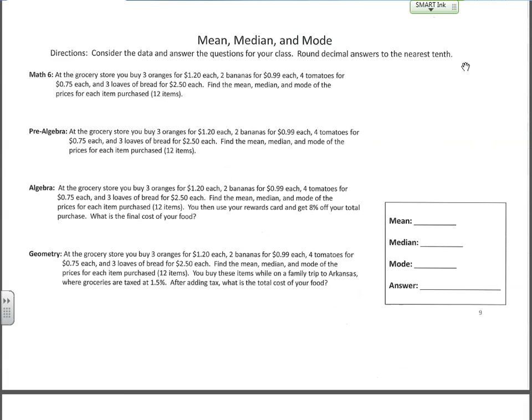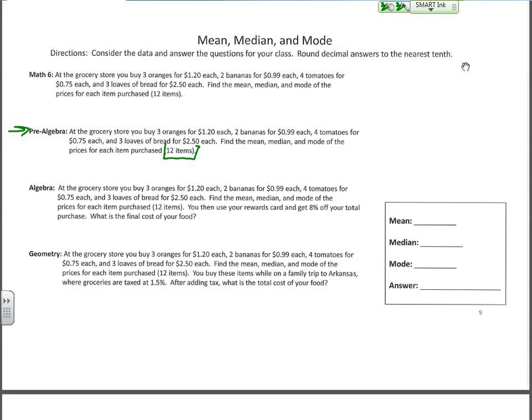So there is your math exploration for packet 9. Then we go on to mean, median, and mode. Pre-algebra. At the grocery store, you buy 3 oranges for $1.20 each, 2 bananas for 99 cents each, 4 tomatoes for 75 cents each, and 3 loaves of bread for $2.50 each. Find the mean, median, and the mode of prices for each item purchased.